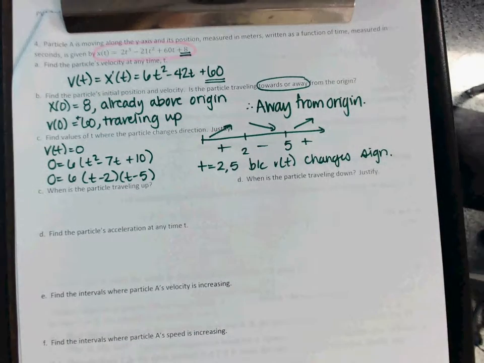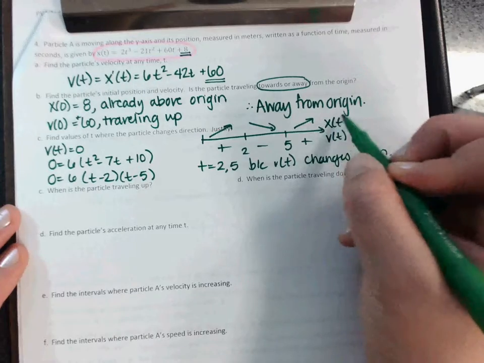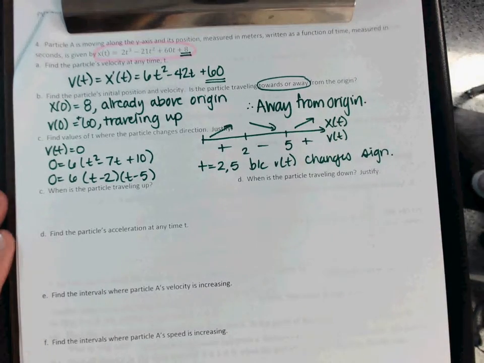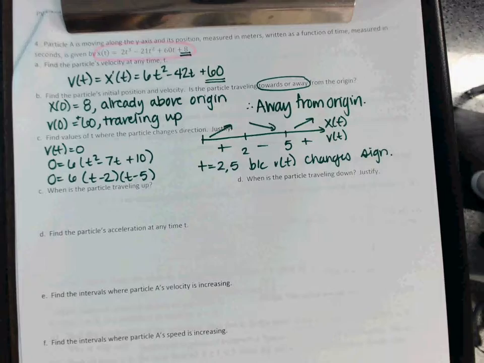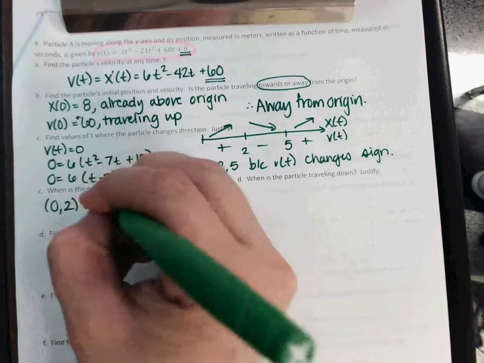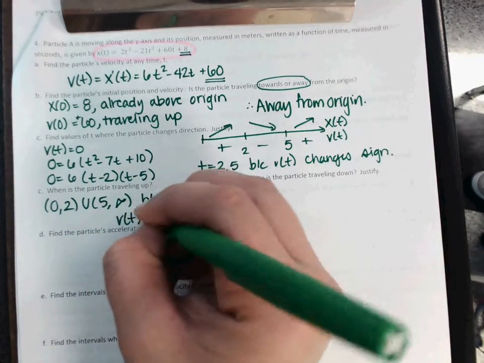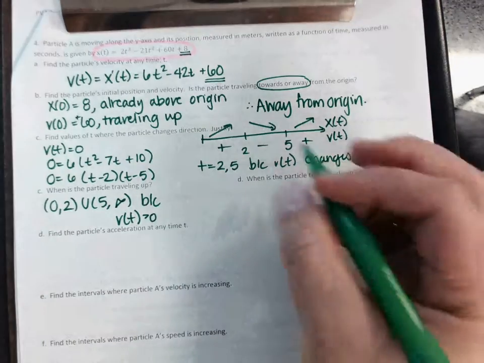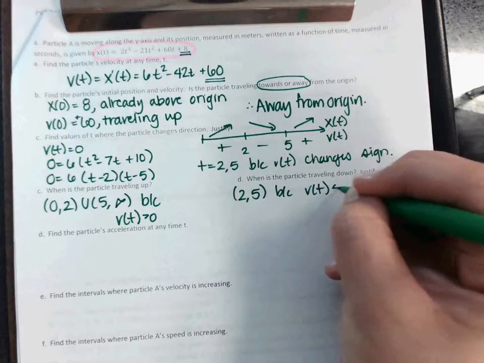From there, for part C, you should have done a line chart. You should have labeled it V of t and X of t. Your position changes direction at 2 and at 5 because velocity changes sign. When is the particle traveling up? What two intervals? And then 5 to infinity, I would say, because velocity greater than 0, if it asked, which it doesn't. Traveling down would be 2 to 5 because velocity less than 0.